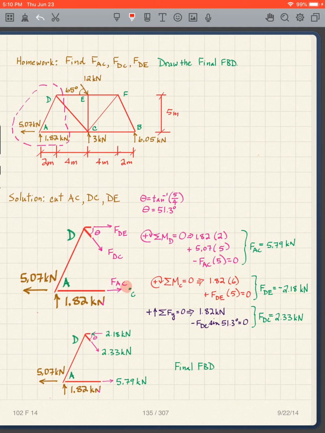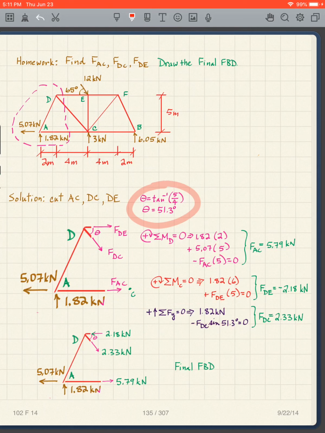And I have FDE, also clockwise, times 5. I get FDE is negative 2.18. And then I can take the sum of the, well, if I look at this, I can get rid of these two if I simply take the sum of the forces in the y direction equals 0.